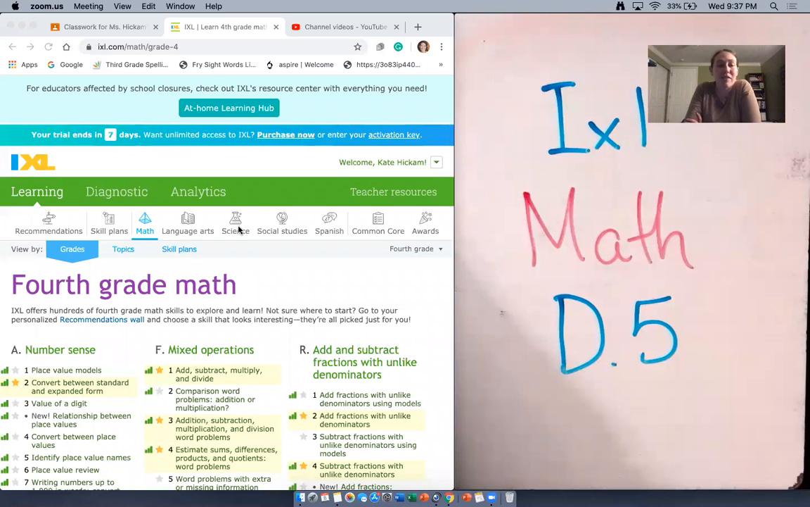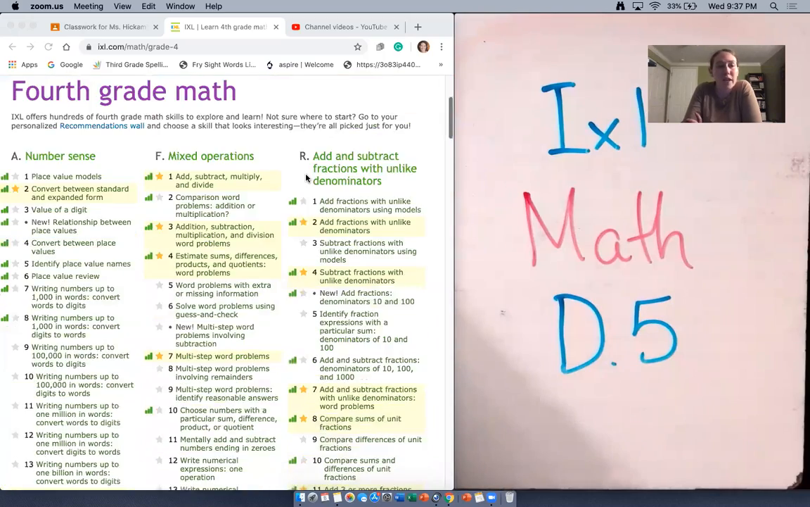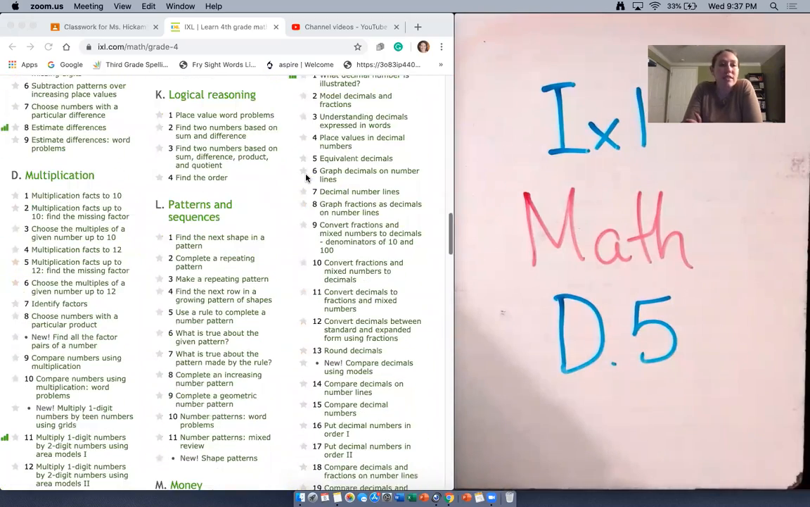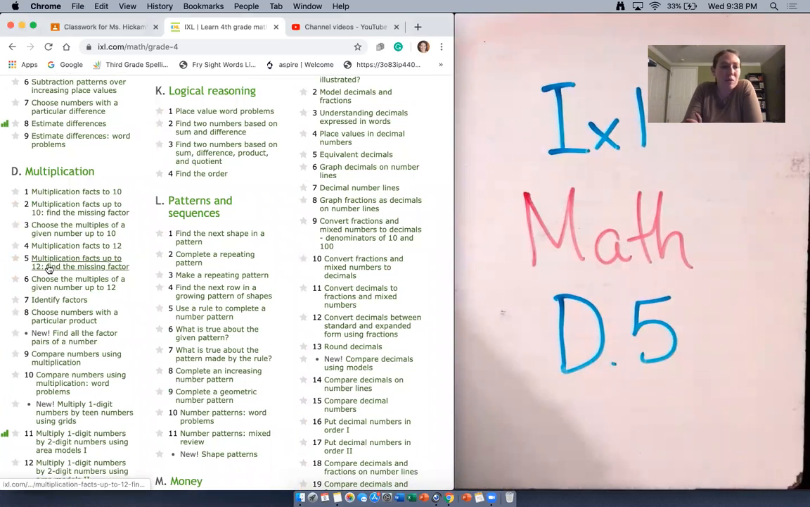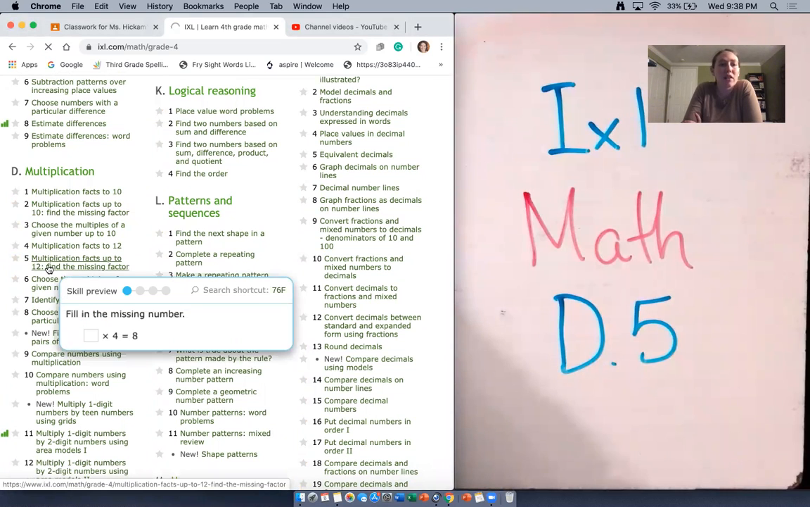Hey y'all, last run for Friday. So we are doing IXL D.5. Once again, checking to make sure my name is up top so I'm getting credit for it. Scrolling down to D, going over to 5. Multiplication back up to 12.